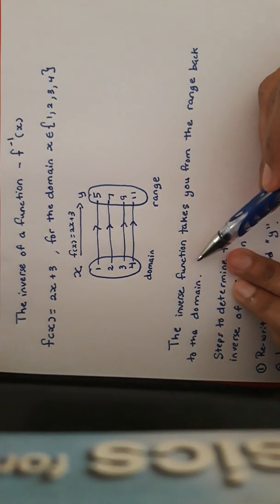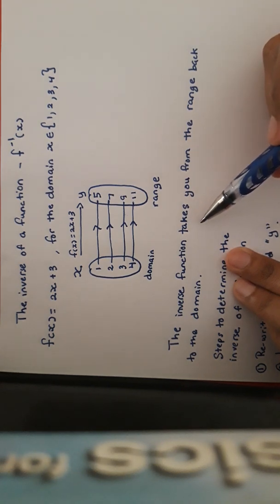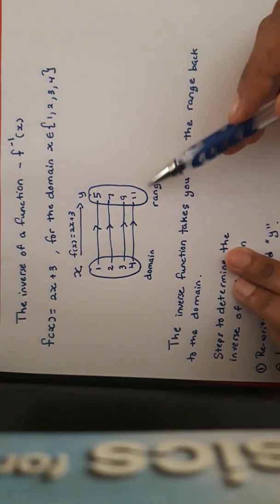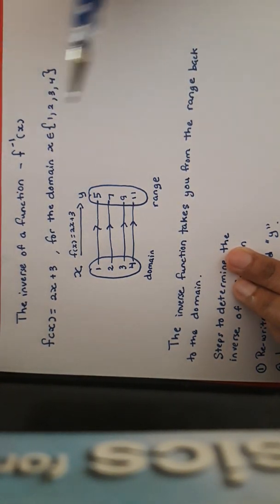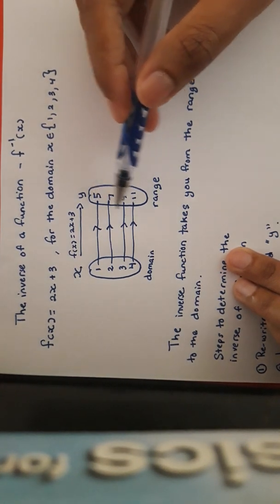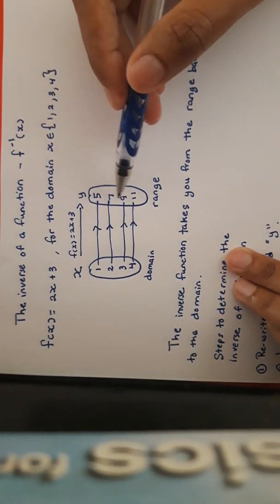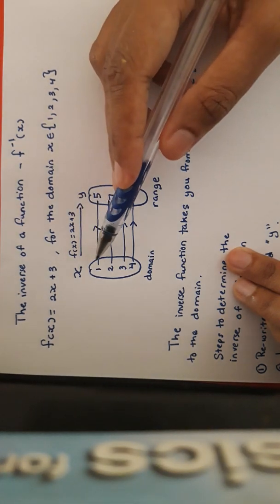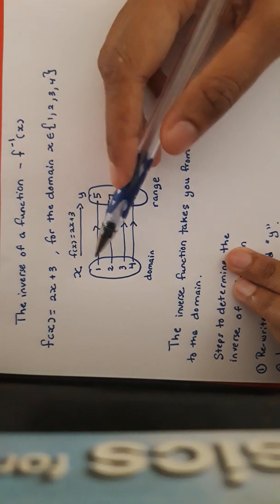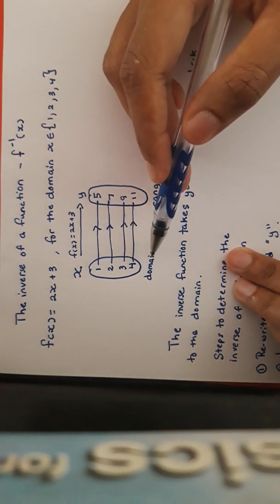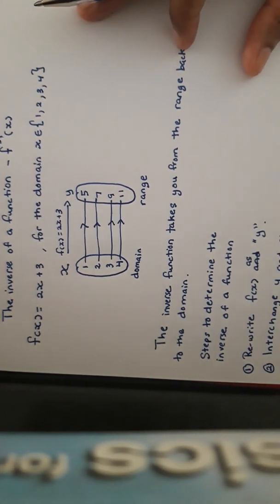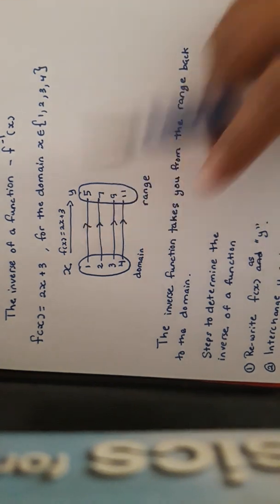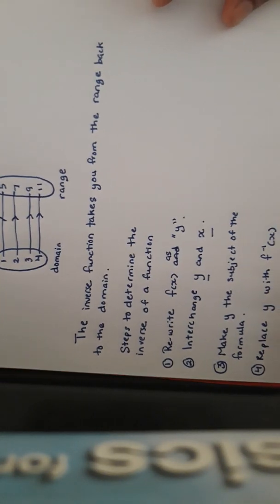Now the inverse function is the opposite of our regular function because it takes you in the opposite direction. It takes you from the range back to the domain. So it's a function, it's written as an expression, and it's going to take you from these values here, 5, 7, 9, and 11, back to the values in the domain that they're associated with, 1, 2, 3, and 4. So there's a method to finding the inverse of any function, and we're going to look at that method now, and then we're going to find the inverse of this given function, 2x plus 3.